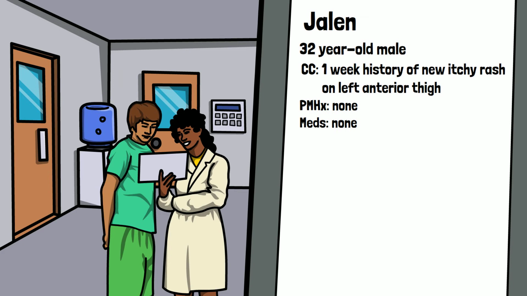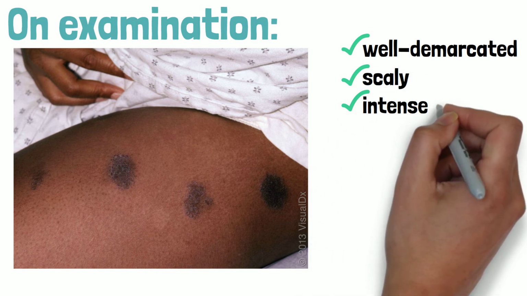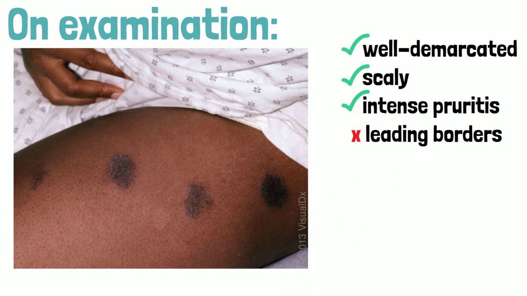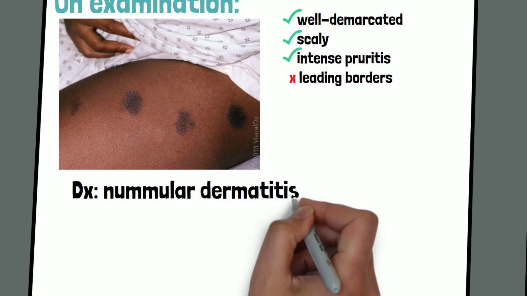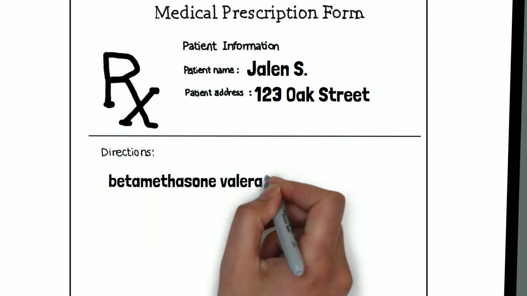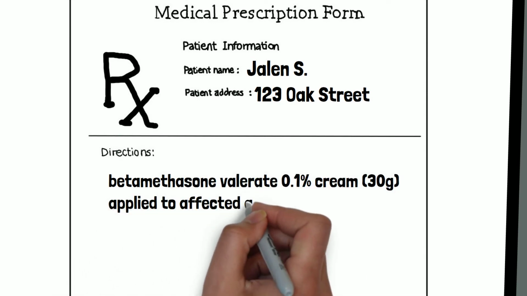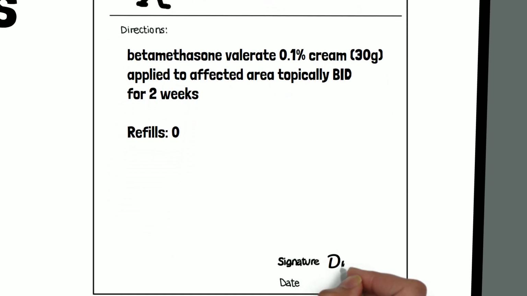Going back to the case, the annular plaques on Jalen's thighs are well demarcated and scaly with intense pruritus. You do not appreciate any leading borders. All characteristics point towards a diagnosis of nummular dermatitis rather than tinea. A negative skin scraping confirms your diagnosis. Given the location of the rash, you write him a prescription of betamethasone valerate 0.1% cream to be applied to the affected area topically, BID for 2 weeks with no refills. You also discuss the lifestyle modifications of avoiding hot showers and applying unscented thick moisturizer twice a day. You book him for a follow-up appointment in 2 weeks.